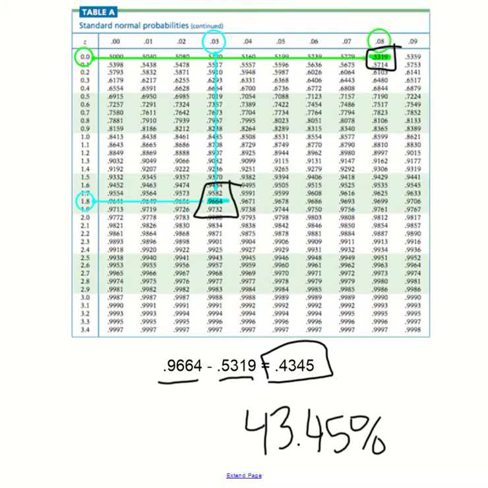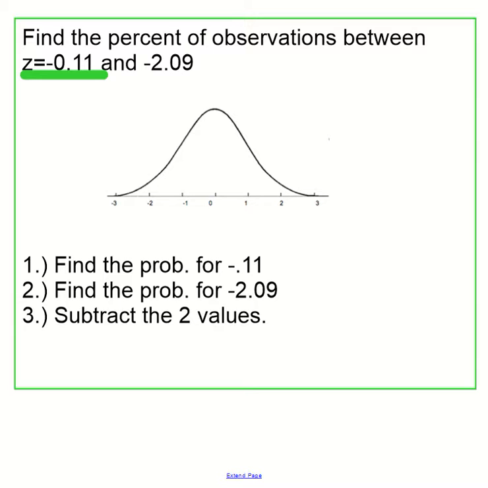So let's do one more like that. Find the percent of observations between negative 0.11 and negative 2.09. Remember, we find the probability of each. We take the larger probability, we subtract the smaller one from it. So let's find those probabilities.